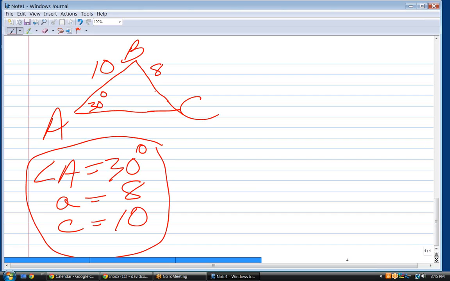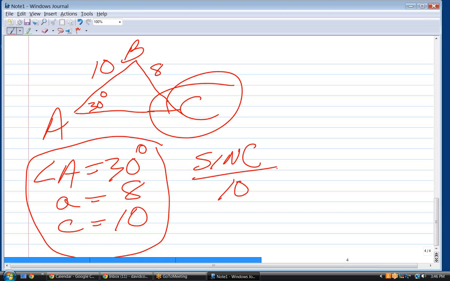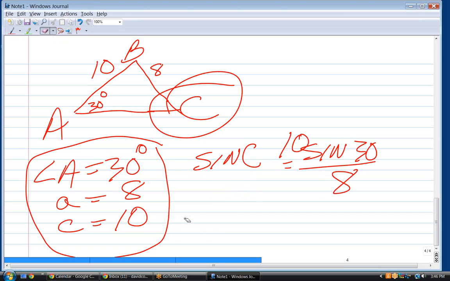So let's solve this triangle. What do we get? It's the first step. We can use the law of sines because we have an angle and we have its opposite side. So we could solve for angle C. Okay, so sine C over 10 equals sine 30 over 8. Okay. So what's the sine of C equal to?